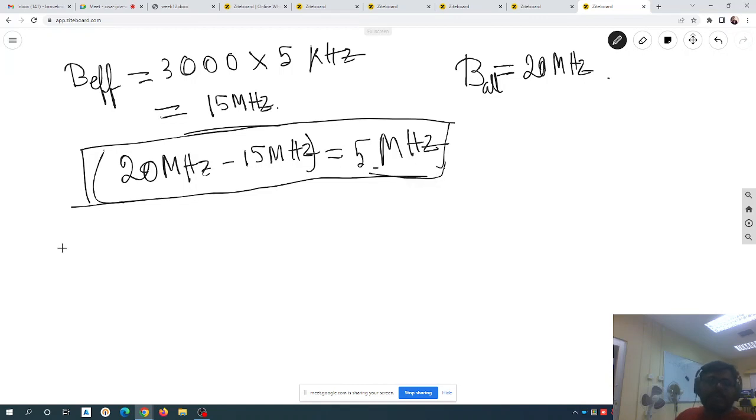Now let us see what the ways are so that I can utilize the full spectrum. So the first way, we can decrease Ts, that is the symbol duration, by a factor of 2.